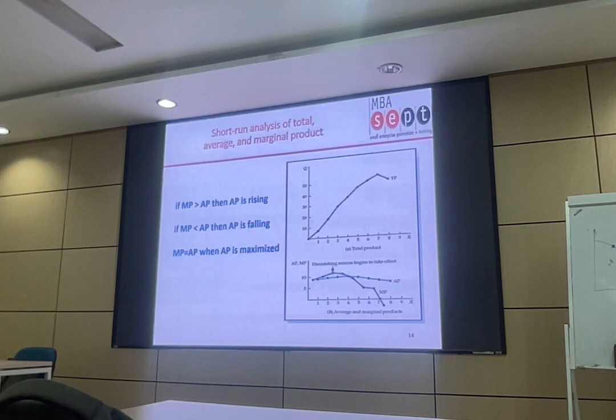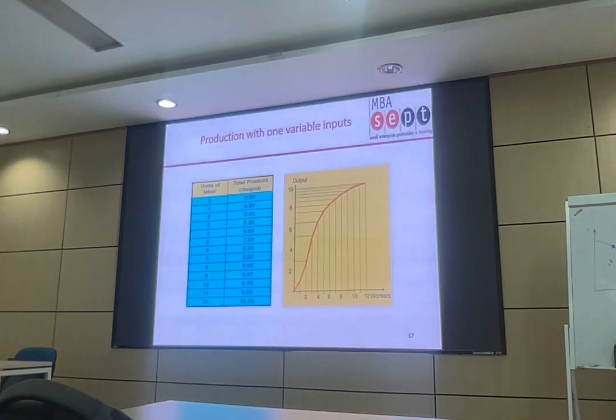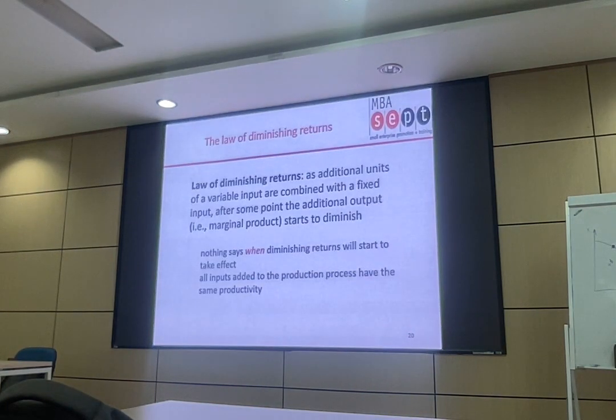So we can't keep increasing, and that shows us the law of diminishing returns. The explanation shows us the law of diminishing returns. It means that as additional units of a variable input are combined with a fixed input, after some point the additional output starts to diminish. That is the law of diminishing returns.